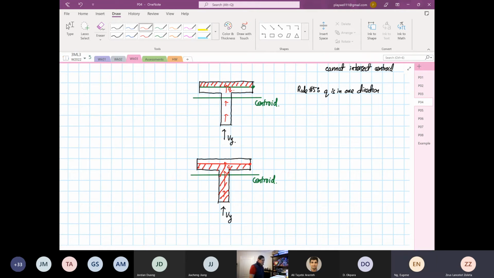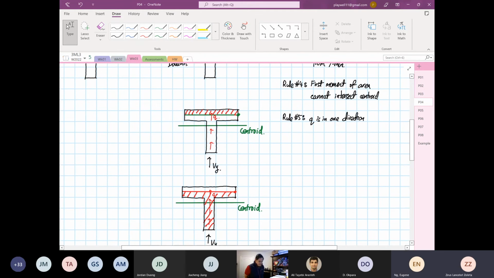Top correct or bottom correct? It has to be one is correct. Top, because rule number 5. Okay. If we look at the bottom one, which rule has it broken?